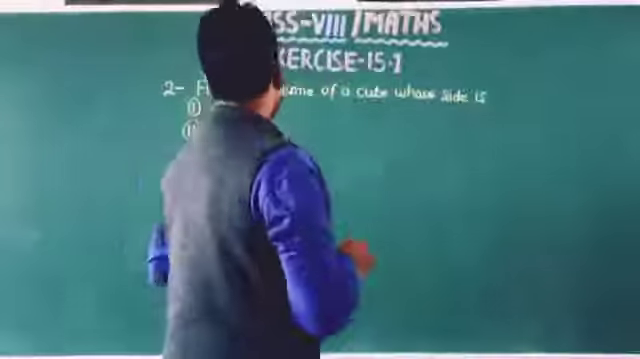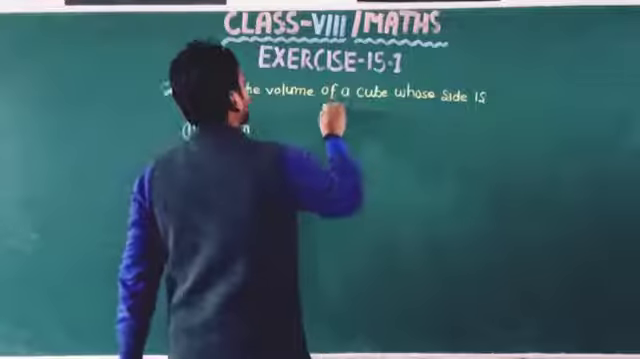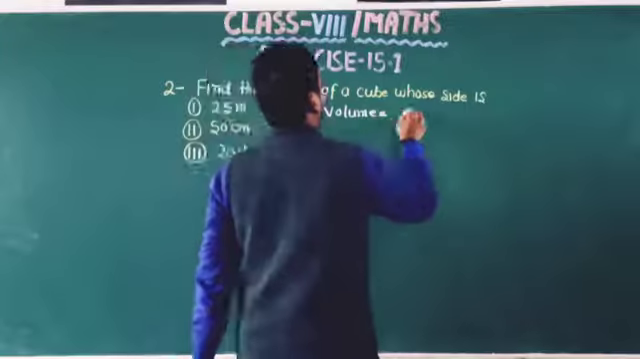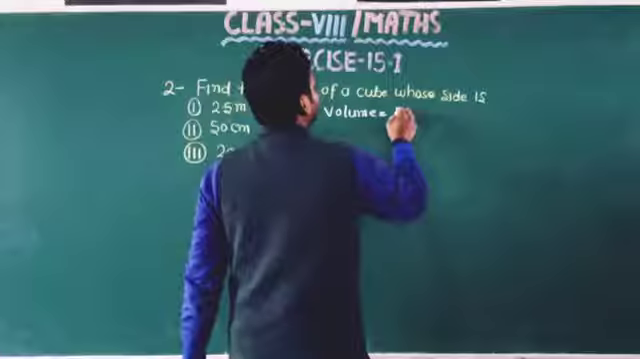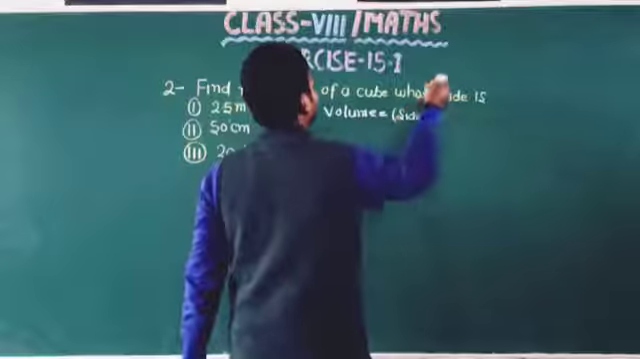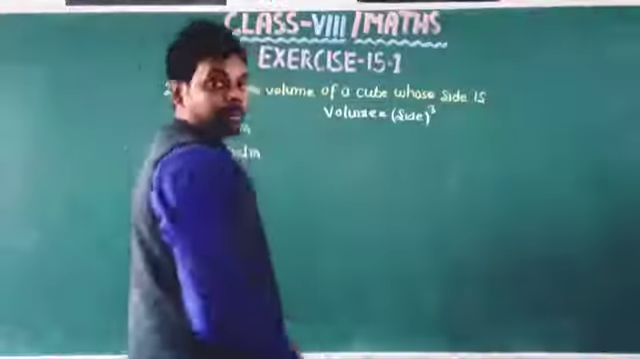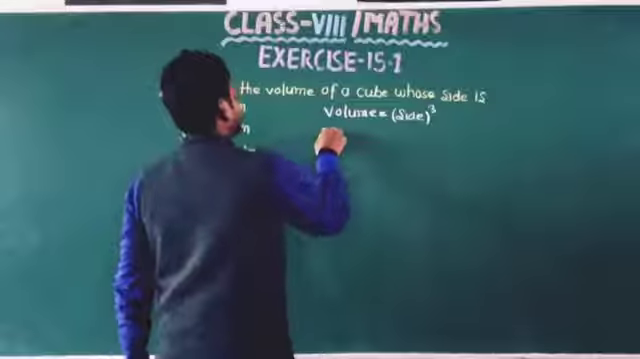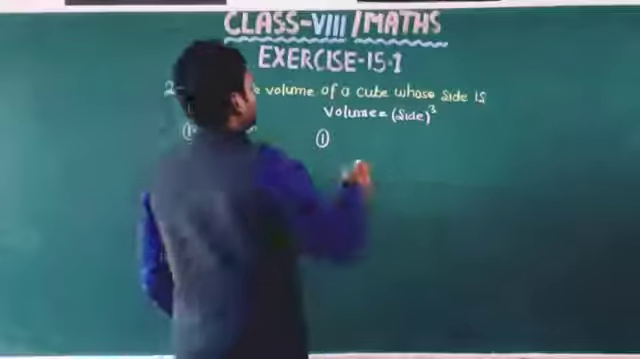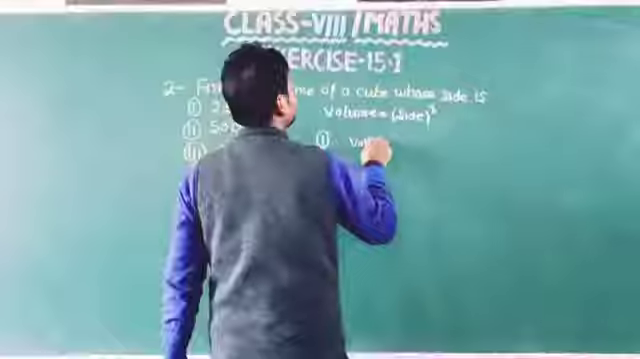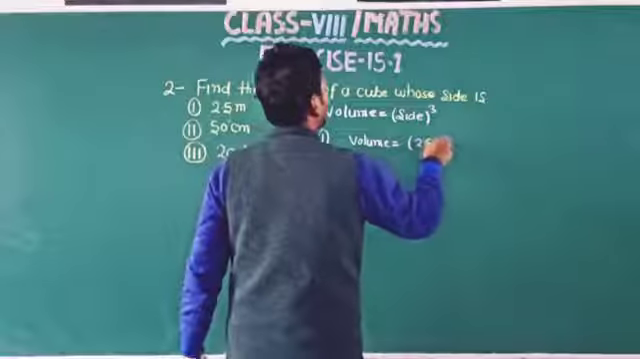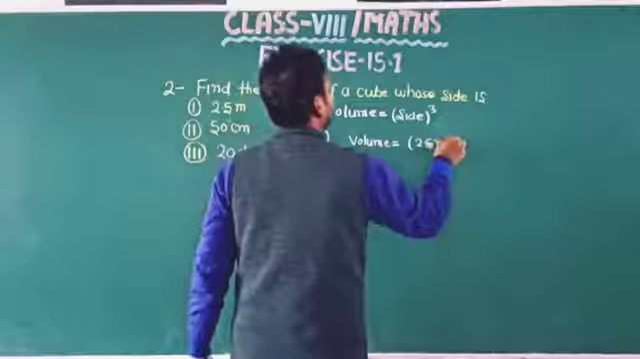Okay, volume of cube is calculated by a, or side, power 3. So therefore the first part, side is given 2.5 meter, means a. So volume equals 2.5 meter power 3.